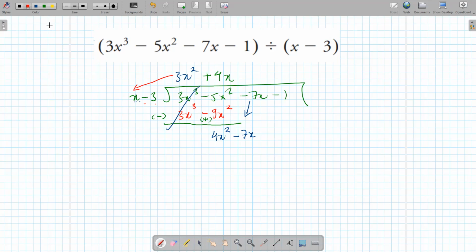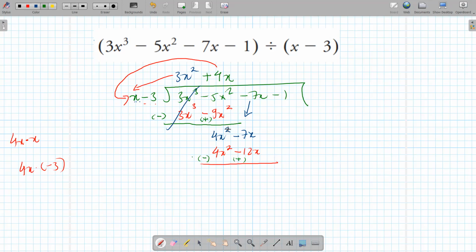Now, because there's two terms here, we're going to have to do this. 4x times x. What is that? 4x squared. So that's going to come here. But then now there's a second term. What is 4x times negative 3? Negative 12x. And again, we know in a division we subtract, and whenever we subtract, the sign flips. So this one had a positive, so that's going to become a negative. This one has a negative, you see this one is going to become a positive.